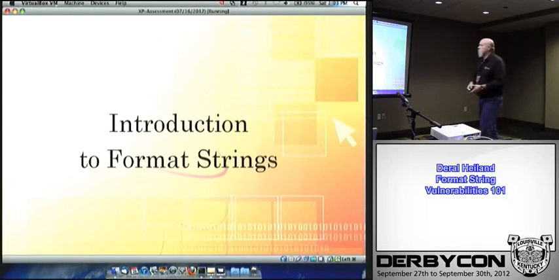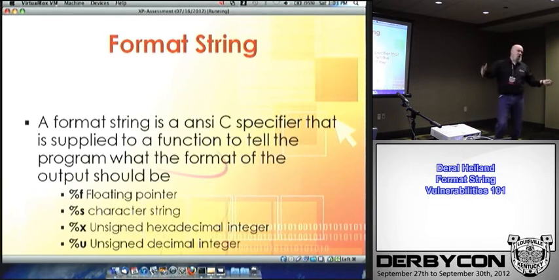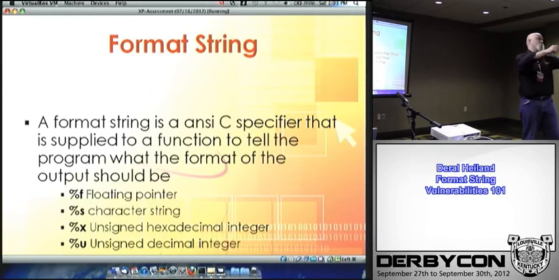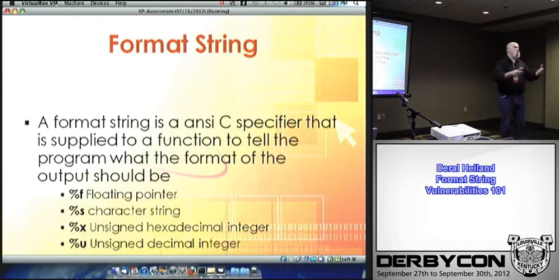We'll go through the basics of format string vulnerabilities and how they work. So, introduction to a format string. What is a format string? A format string is an ANSI specifier that is supplied to a function to tell the program what the format should be. Fairly simple. If you have a program, and let's say you enter your name. My name's Deral, so I enter Deral. It echoes Deral back to the screen. Well, how did it know to give me Deral back? Format string specifiers. They tell it to output string data, hex data, octal data, floating point. So you can define what that function should output the data as. That's what a format string specifier is used for.